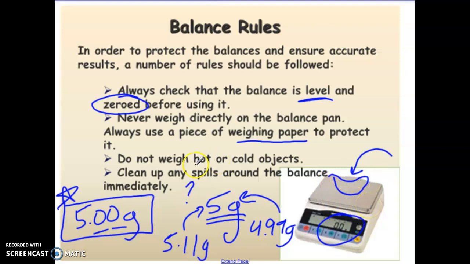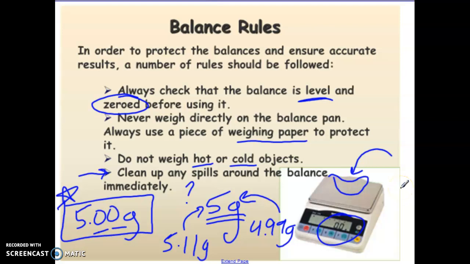If you're weighing something that was hot or cold, you want to make sure it comes down to room temperature before you weigh it. And of course, if something spills, if it's something that you are able to clean up, like if water spills, obviously just clean up the water. But if any chemical spills, please let me know, and then we'll have to clean that right away. That way the next person that's coming in has a nice clean scale when they start using it.